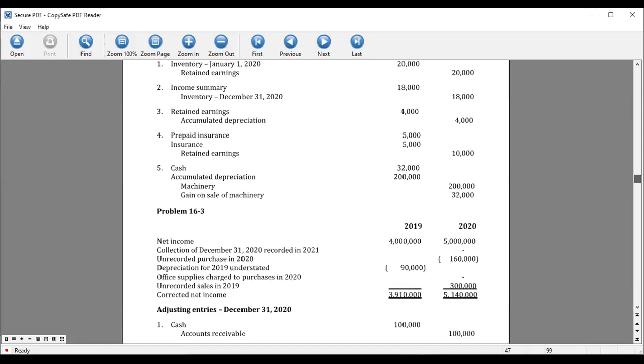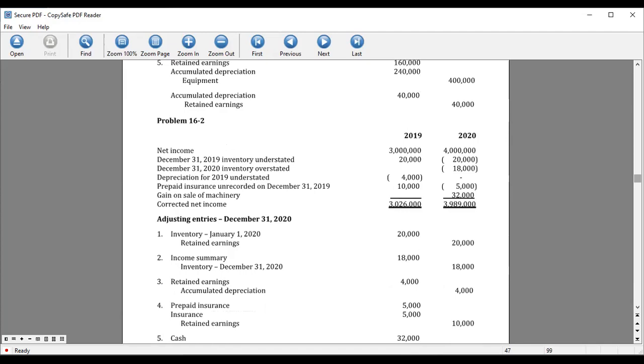Okay, so we now go to problem number 2. Here, prepare a worksheet for correction of net income for 2019 and 2020 and prepare adjusting entries on December 31, 2020. The first requirement is for us to prepare a worksheet. So again, we have net income as given above, 3 million and 4 million.